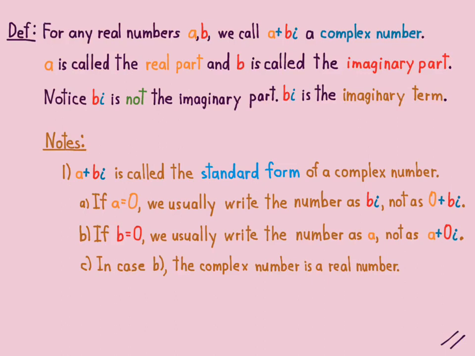Okay, so the real numbers are a subset of the complex numbers. It's a subset where b equals 0. The pure imaginary numbers, notice, are the subset of the complex numbers where a is 0. So this one here, these are the pure imaginary numbers. They look like this. And this one here, these are the real numbers.